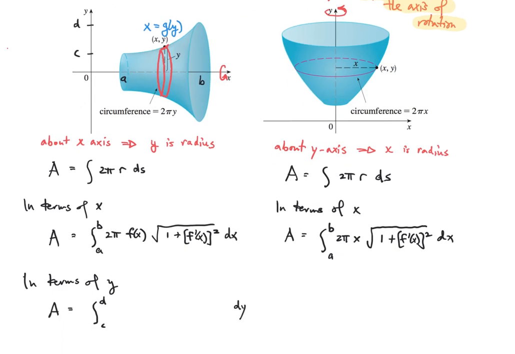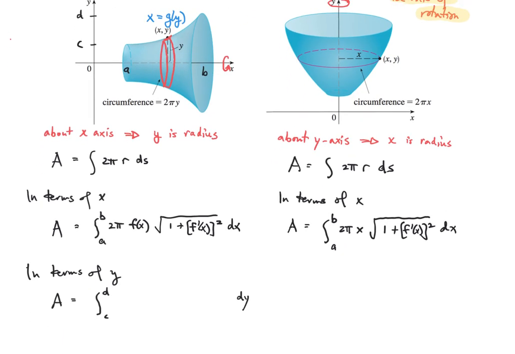Okay. All right. So let's write down the integrand now. The 2 pi is always there. Remember, when we're rotating about the x-axis, y is the radius, and we're doing everything in terms of y. So this time for the radius, I'm just going to put a y. And when I go to write the ds piece, the ds piece is going to be the square root of 1 plus g prime of y quantity squared dy. All right.